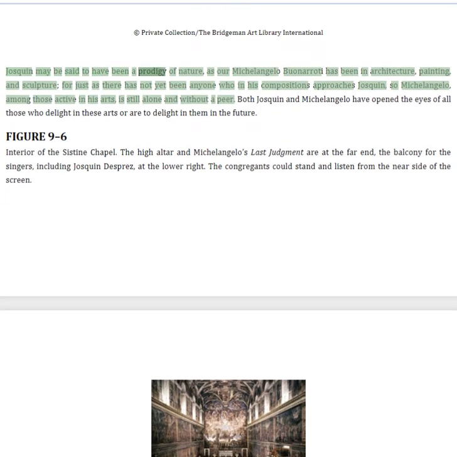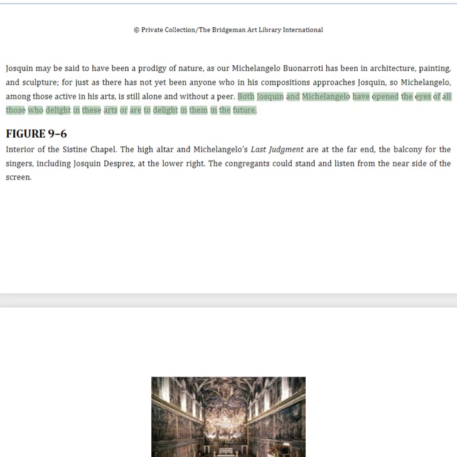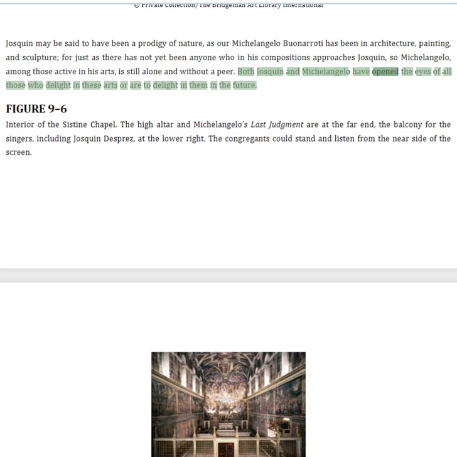Josquin may be said to have been a prodigy of nature, as our Michelangelo Buonarroti has been in architecture, painting, and sculpture, for just as there has not yet been anyone who in his compositions approaches Josquin, so Michelangelo, among those active in his arts, is still alone and without a peer. Both Josquin and Michelangelo have opened the eyes of all those who delight in these arts or are to delight in them in the future.